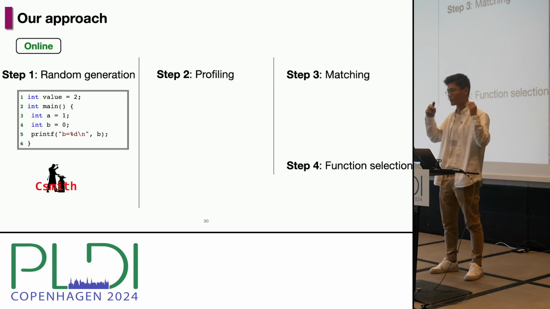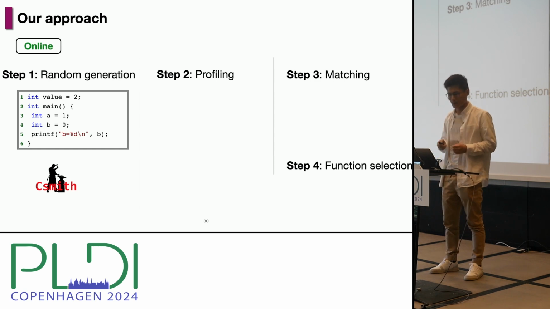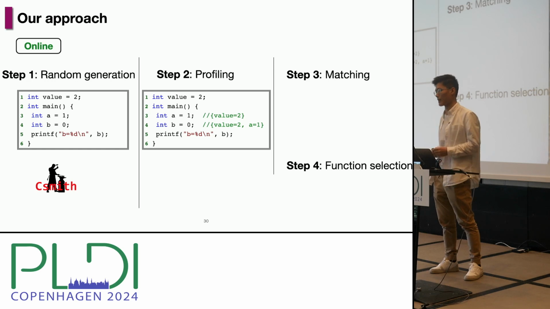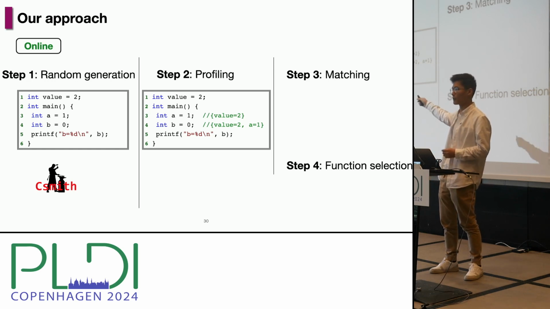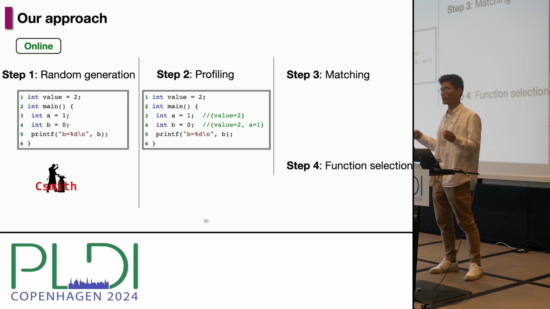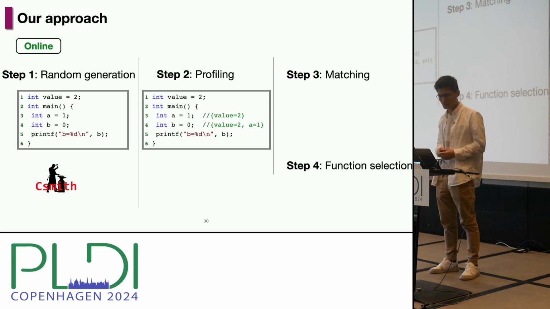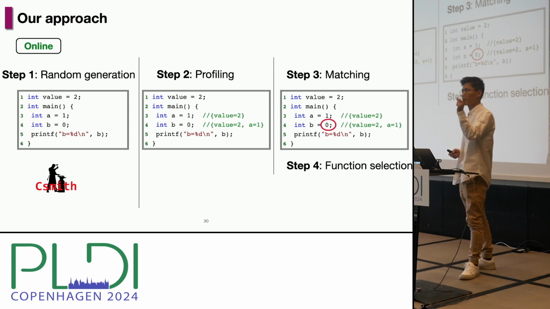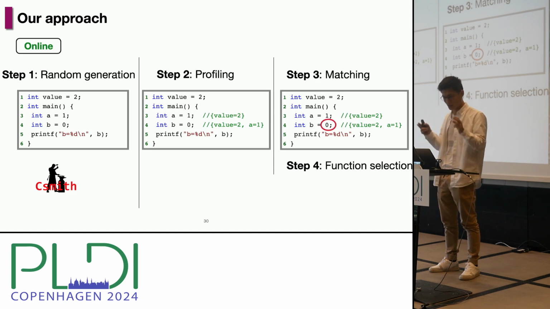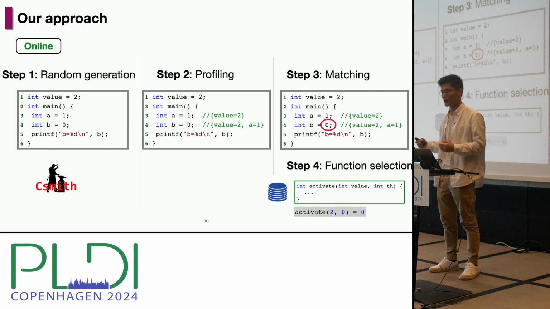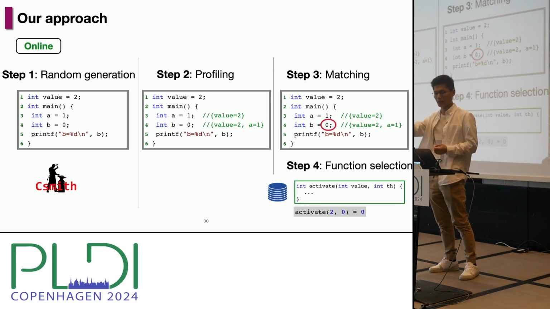Firstly, we get some random programs. Here is a toy example with a few lines. The second step is to profile this program, meaning that we want to get the semantics of the program. For example, after profiling, we can know that at a particular location, line 4, there are two variables available: the global variable value and local variable a, along with their respective values. Then we do some matching, meaning that we want to find expressions in the random program that can be substituted with real-world code. Then we select functions from the function database we cached before, so that the return type of the active function matches the expression from the last step.